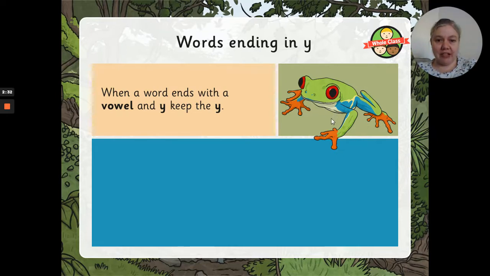The second rule I need to follow is if the letter before the Y is a vowel. So if it's A, E, I, O or U. Okay, and we're going to look at an example now. So the word is joy, and you can see here that the letter before the Y is a vowel. Now if the letter before the Y is a vowel, we keep the Y on the word. We don't change the word at all. So the word joy would become joyous. And here you can see that Y is still there.